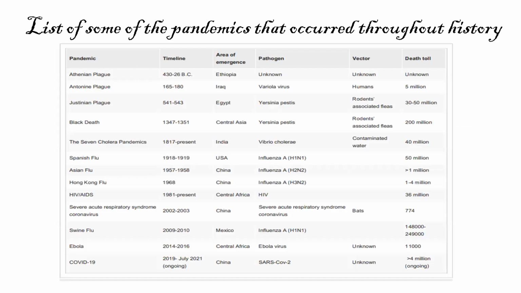Now, this table just contains the list of some of the pandemics that occurred throughout history, starting from the Athenian plague that occurred 430 to 426 BC, and going to the latest one, which is COVID-19 that we've all been through, which happened from 2019 and is still ongoing. Now, it has been said that the deadliest pandemic over the history of time was the Black Death. The Black Death occurred from the year 1347 to the year 1351, and it resulted in the death of 50% of Europe's population.